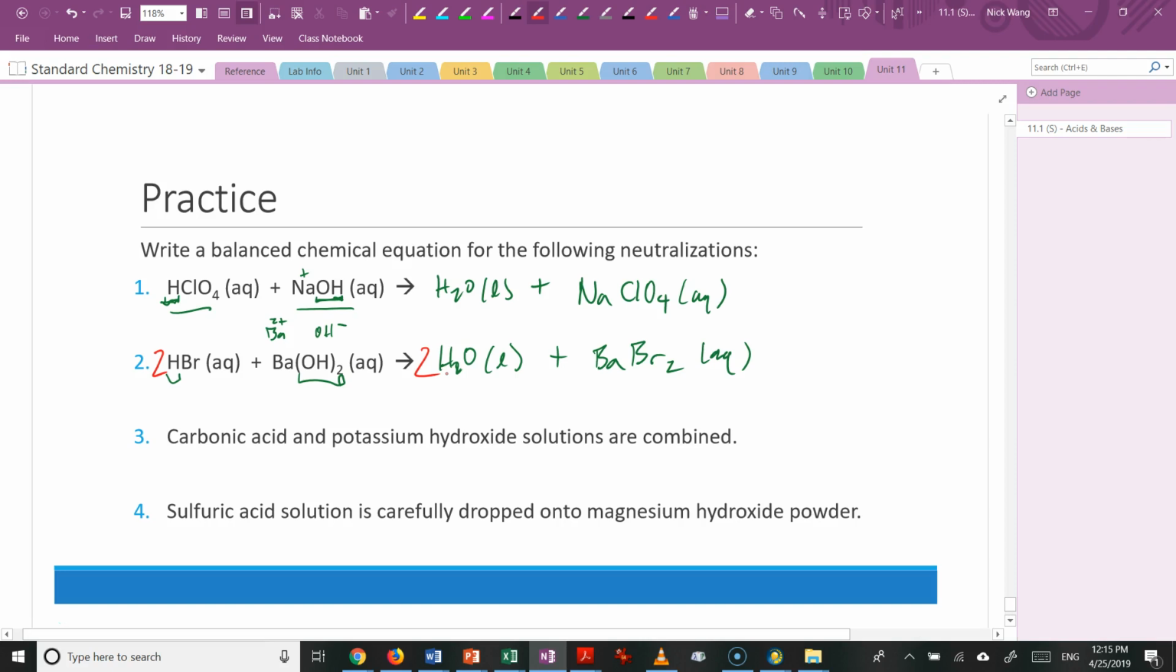So as always, write legitimate compounds for your neutralization reactions after identifying what your acid is, identifying what your base is, and then fill in the rest. All right, try out number 3 and 4, and that'll do it.